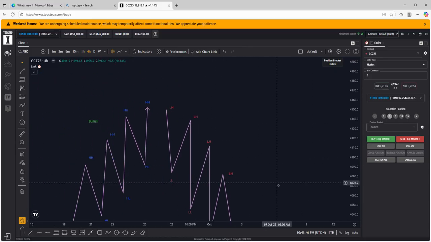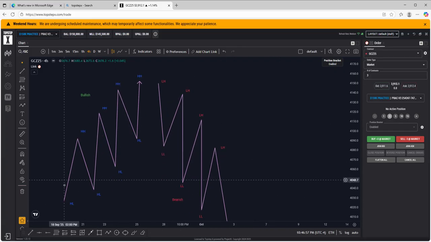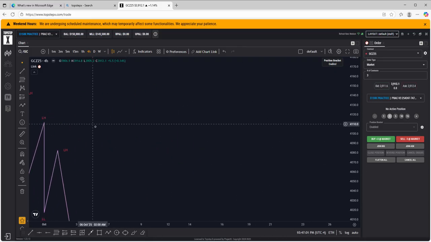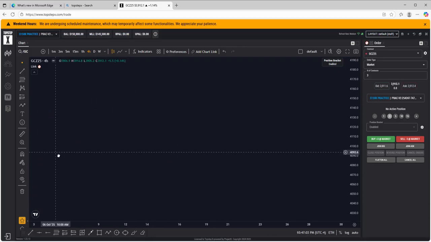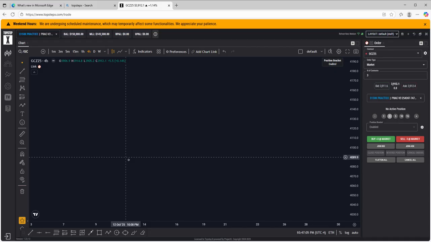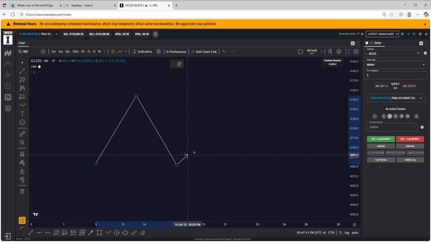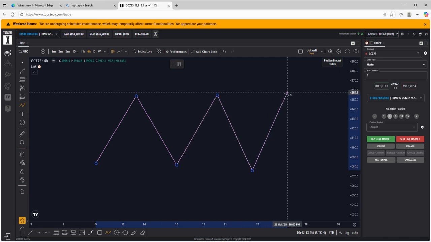The concept, the basis of trading is that you want to buy low and you want to sell high. So if we're bearish, we want to sell at these highs. If we're bullish, we want to buy at these lows. But again, we'll get more into that further down the line. So let's get into our third trend. Now this is our consolidating trend.